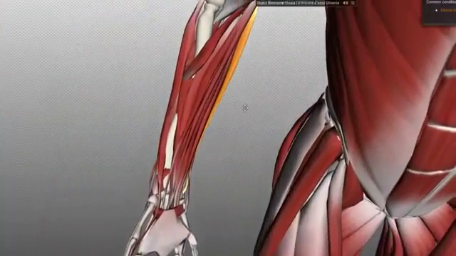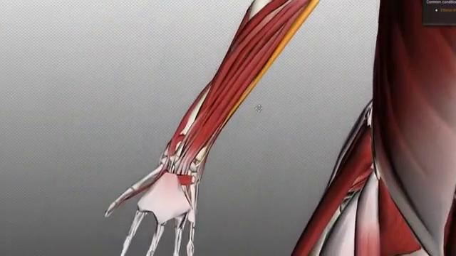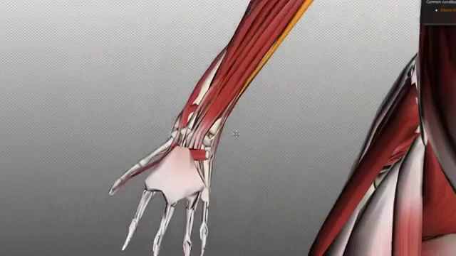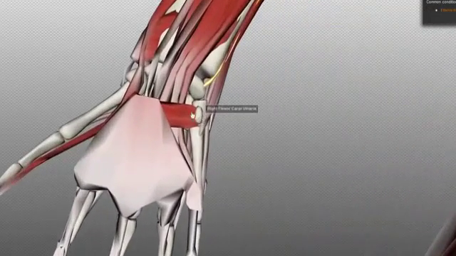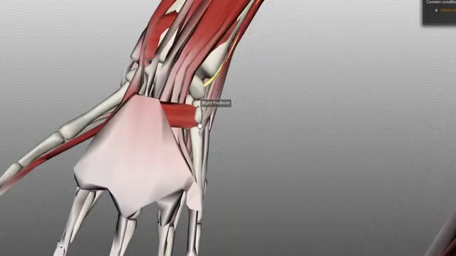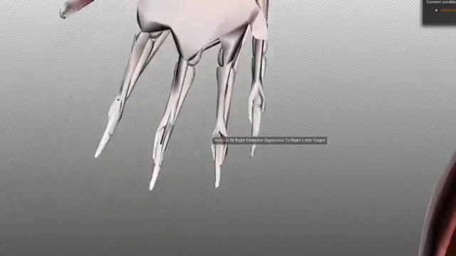So what this muscle does is it runs down and it inserts at the wrist down here. So it's not very clear on here, but it inserts on this little bone here, the pisiform bone, and this bone has ligaments which attach to this metacarpal, so this fifth metacarpal bone.